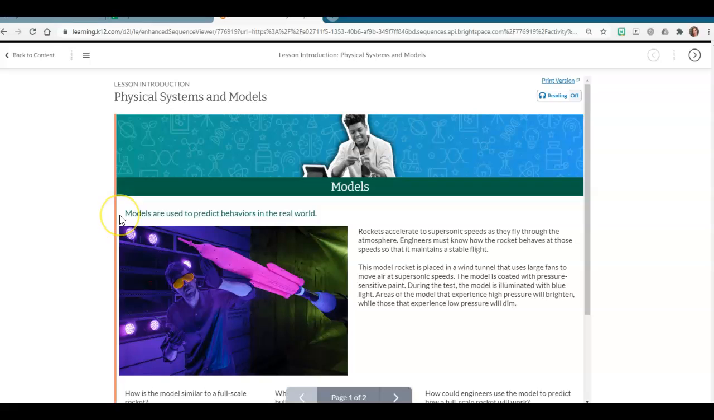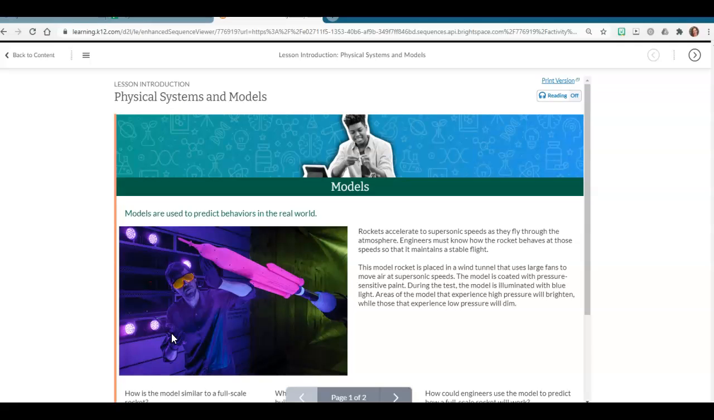Here's your first definition: models are used to predict behaviors in the real world. As an example, we're looking at this picture of a rocket. Rockets accelerate to supersonic speeds as they fly through the atmosphere. Engineers must know how the rocket behaves at those speeds so that it maintains a stable flight. This model rocket is placed in a wind tunnel that uses large fans to move air at supersonic speeds.